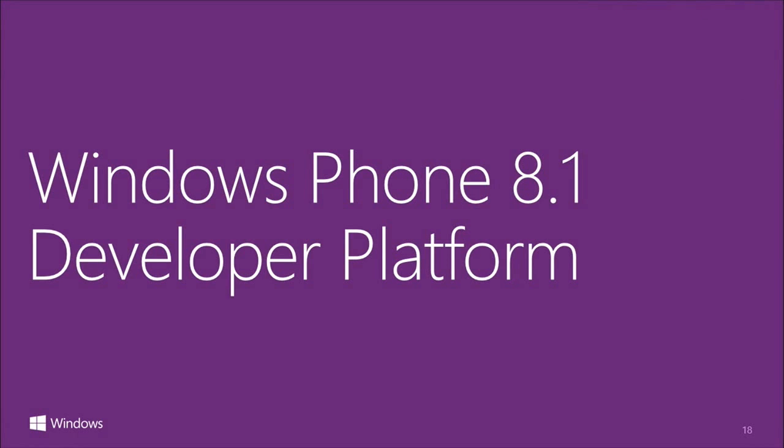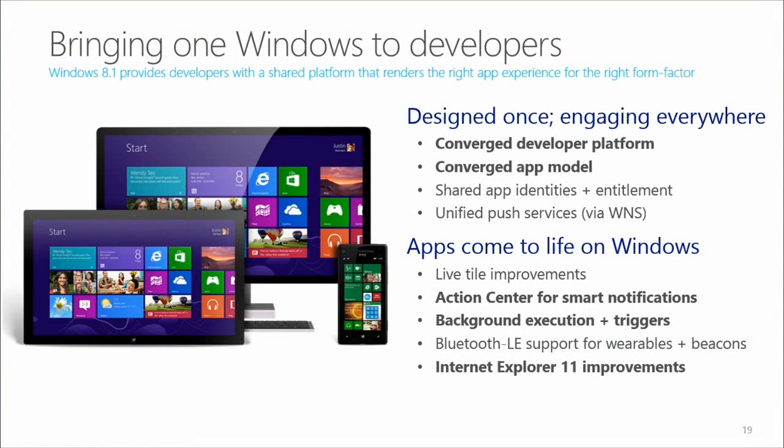All right, so what's in this release for the developer? Well, the big thing is about bringing one Windows to developers, this converged developer platform. The big deliverable with this is about merging. It's delivering on this one Microsoft promise: a converged developer platform where you can now very easily build apps for phone and tablet at the same time and share a very, very high percentage of your code. Lots of other good stuff.